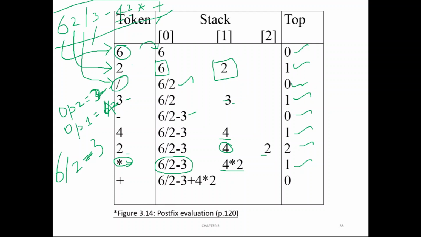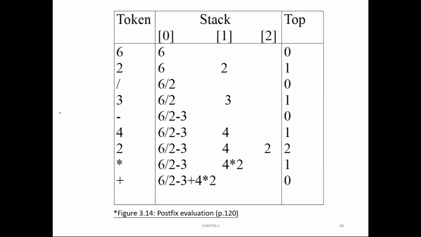So if you pop for the first time, you will get the result of 4 into 2. Keep that in. Whatever you pop for the first time, that is 4 into 2, and that will go to operand 2. Operand 2 is nothing but the result of 4 into 2. Okay, fine. And again pop for the second time.